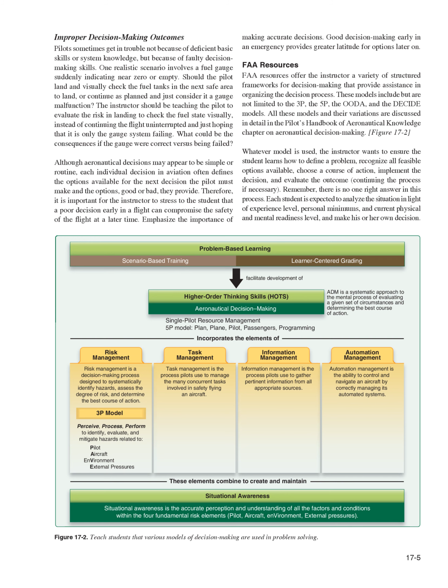FAA resources. FAA resources offer the instructor a variety of structured frameworks for decision-making that provide assistance in organizing the decision process. These models include but are not limited to the 3P or 5P, IMSAFE, and the DECIDE models. All these models and their variations are discussed in detail in the Pilot's Handbook of Aeronautical Knowledge chapter on Aeronautical Decision-Making, Figure 17-2. Whatever model is used, the instructor wants to ensure the student learns how to define a problem, recognize all feasible options available, choose a course of action, implement the decision, and evaluate the outcome, continuing the process if necessary. Remember, there is no one right answer in this process.